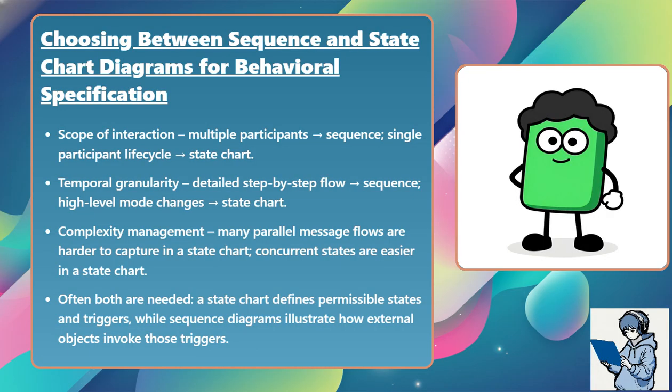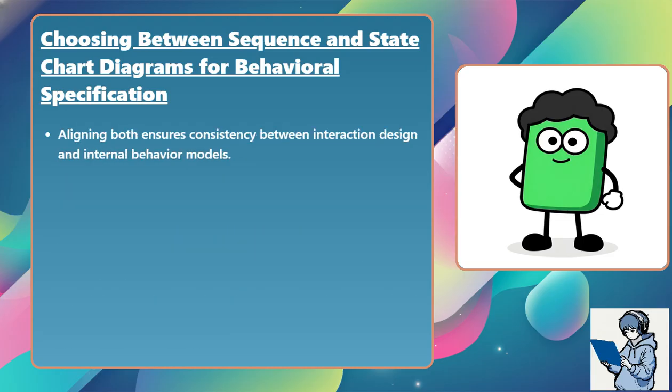Often both are needed. A state chart defines permissible states and triggers, while sequence diagrams illustrate how external objects invoke those triggers. Aligning both ensures consistency between interaction design and internal behavior models.